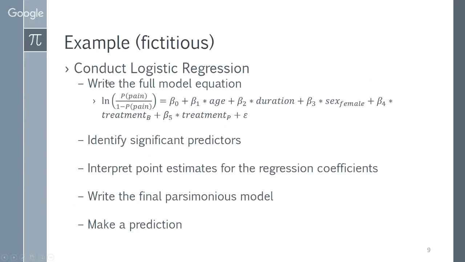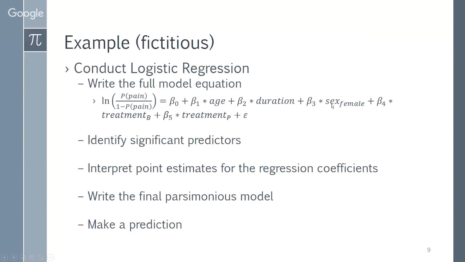First things first, what's the full model equation? We're going to do a logistic regression. Pain is my response variable. Because pain is a binary variable, I'm going to do the log odds transformation. So my response looks like this: the natural logarithm of the probability that somebody is in pain divided by 1 minus the probability that they're in pain equals our intercept term, then our predictors, age and duration, which are both quantitative.